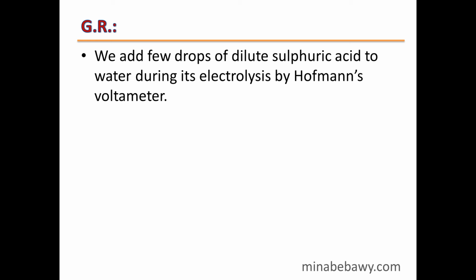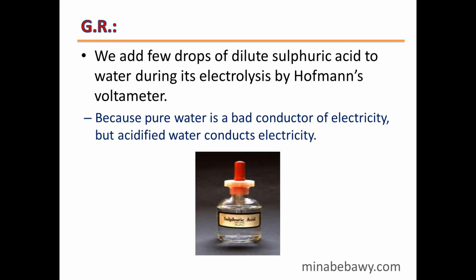Give reason. We add a few drops of dilute sulfuric acid, H2SO4, to water during its electrolysis by Hofmann's voltmeter. This is because pure water is a bad conductor of electricity, but acidified water conducts electricity.